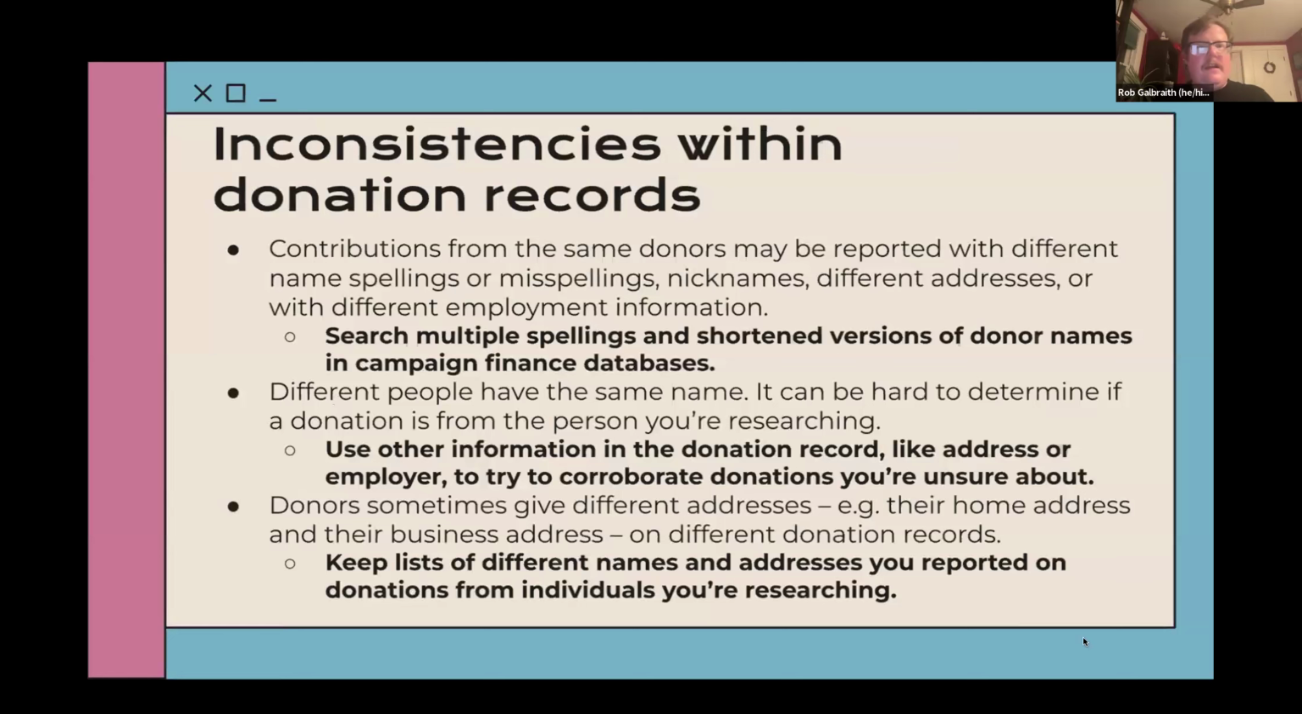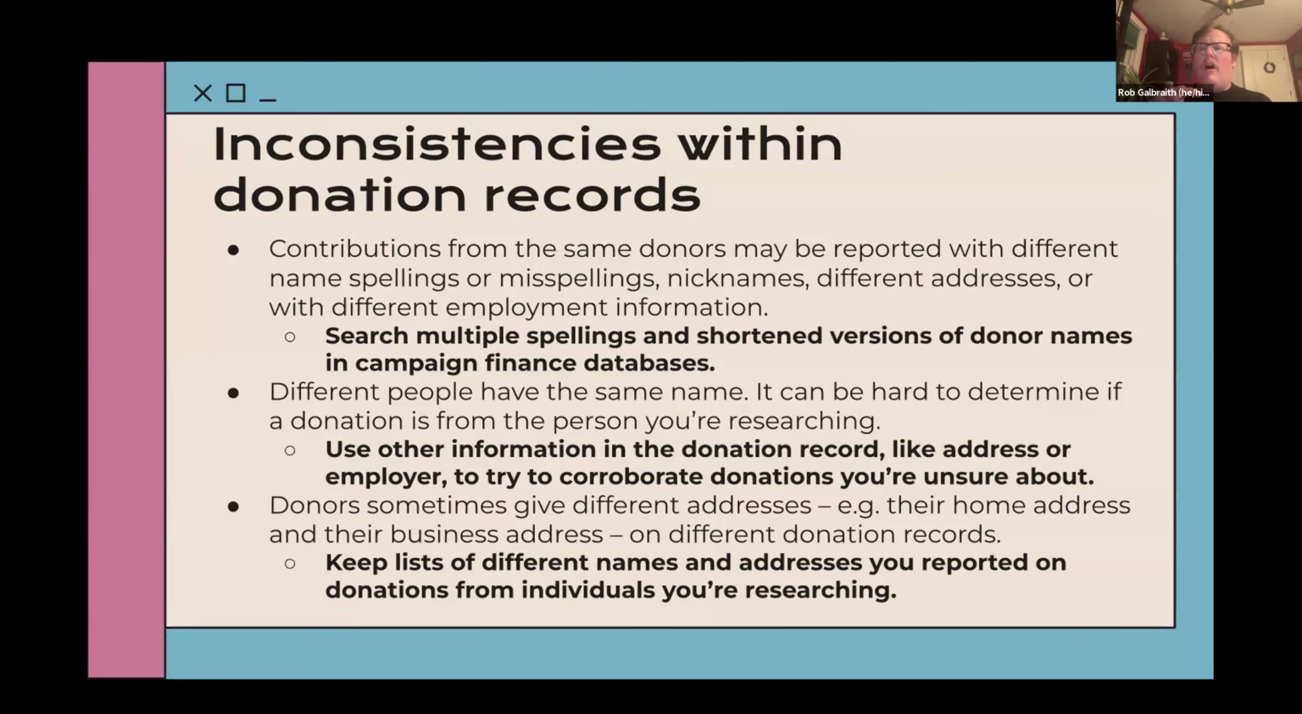Next is that there are going to be inconsistencies within donation records. And actually somebody pointed this out during the chat when I was showing that example for Jeffrey Yass. I kind of lit up when I saw that in the chat, because I knew this was going to be something really important to keep in mind.